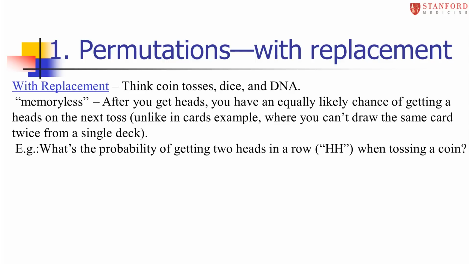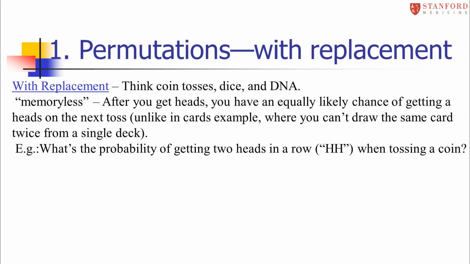So with replacement, again, are things like coins, dice, DNA, as we're going to see. These are what we call memoryless. That is, let's say you've flipped a coin 5 times in a row and you've gotten heads 5 times in a row. Most people intuitively think, well, I've already gotten 5 heads, now somehow the probability that I'm going to get a heads on the next coin flip is going to be lower. But that in fact is not true.